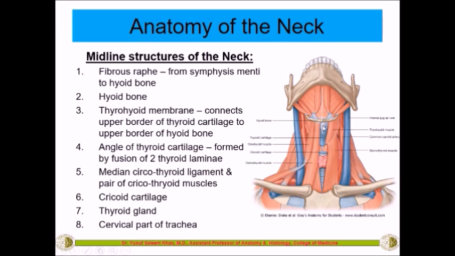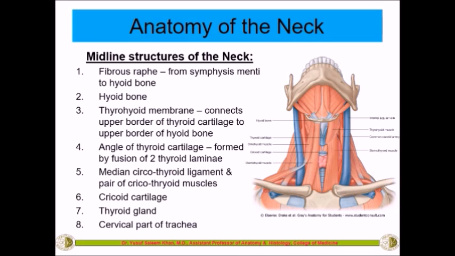Then below that is the thyroid cartilage itself. We can see the angle of the cartilage. These are the two laminae on either side, and at the center they meet, and this is much more prominent in males compared to females. There is much more angulation. This is called the angle of the thyroid cartilage, and it is formed by the fusion of two thyroid laminae.